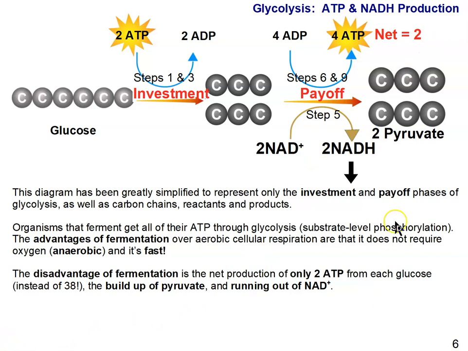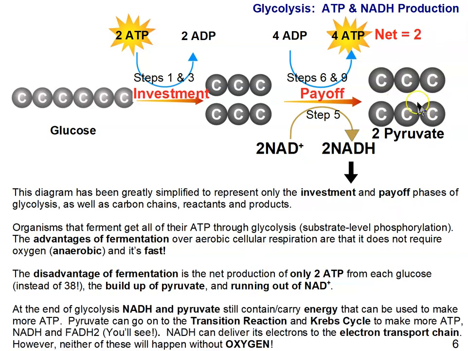And the last point here is that by the end of glycolysis, we have 2 pyruvates that still contain a lot of chemical energy. We still have carbon-to-carbon bonds here, and what we're doing in the whole process of aerobic cellular respiration is breaking those bonds and harvesting the energy from those bonds to make ATP. So there's still plenty of energy left in this pyruvate. There's still plenty of energy carried in as electrons in NADH.